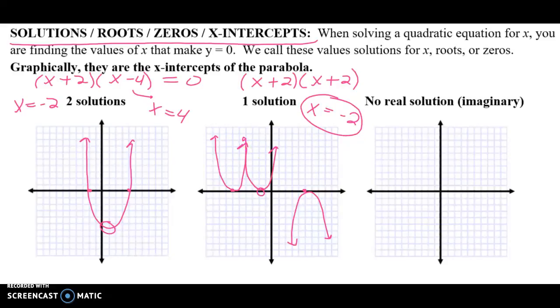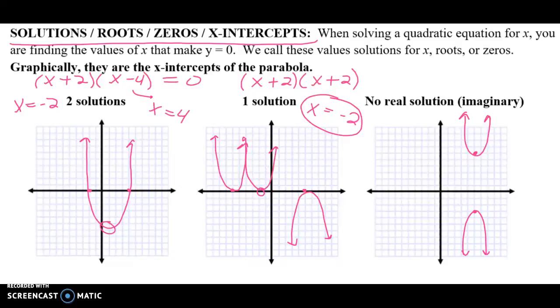And lastly, there's no solutions. So the vertex is above the x-axis facing up, and it opens up, or below the x-axis facing down. Or we could have a scenario where the vertex is below the axis and opening down. That means there's no solutions.